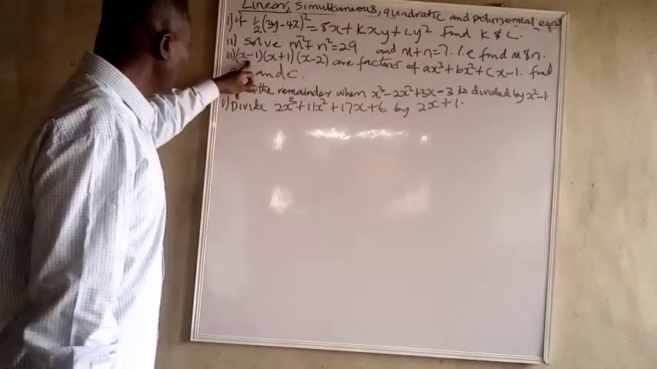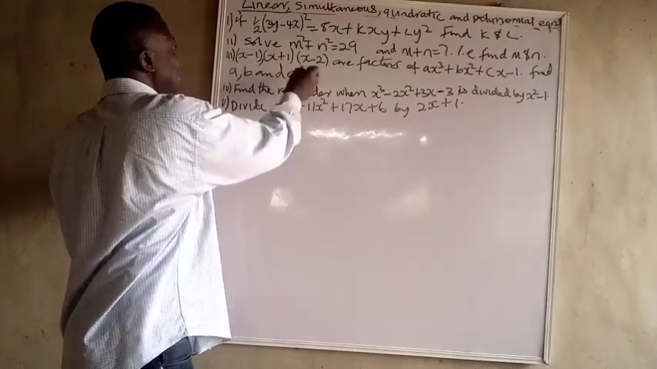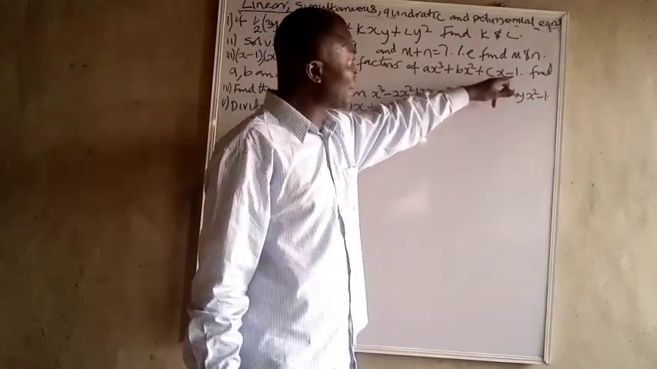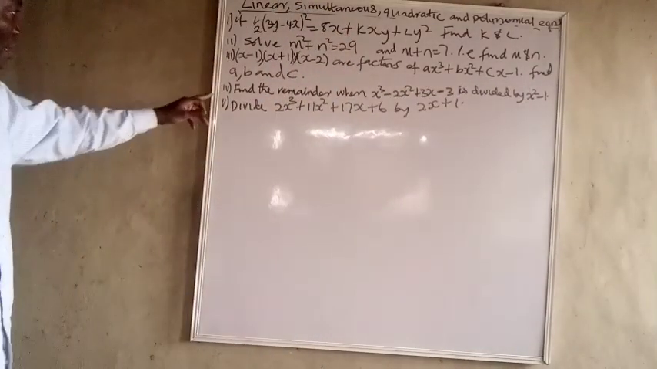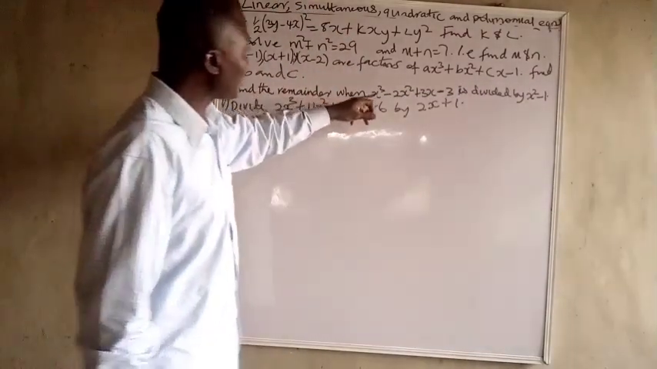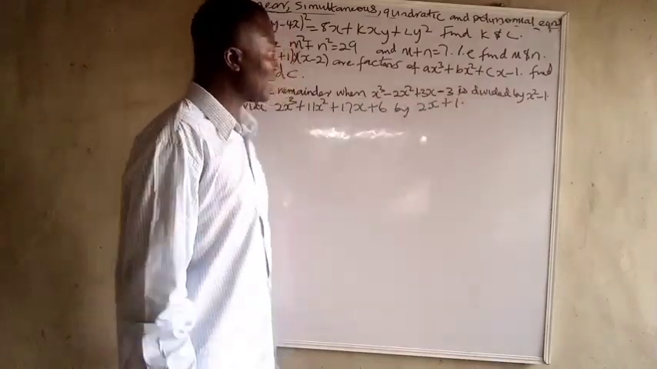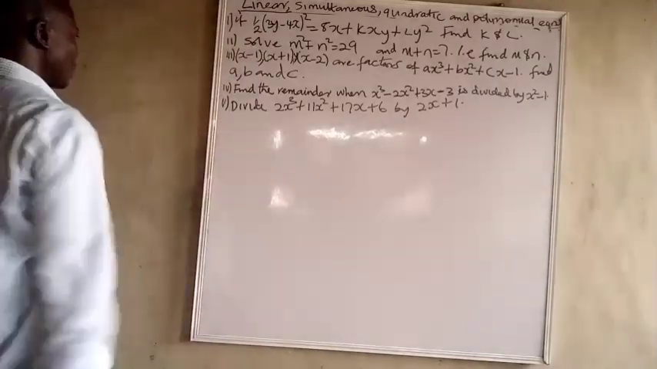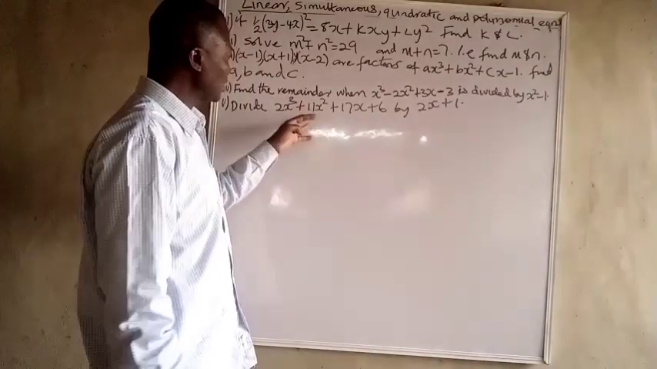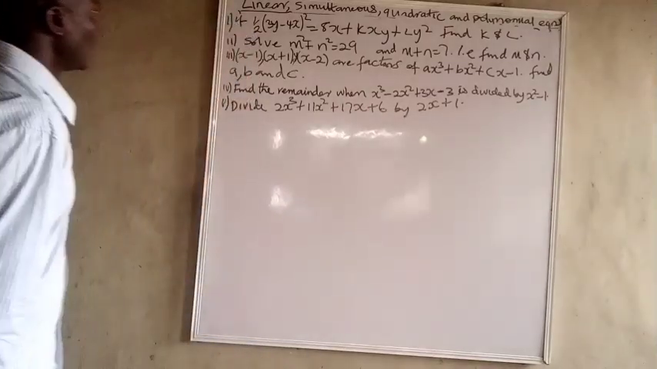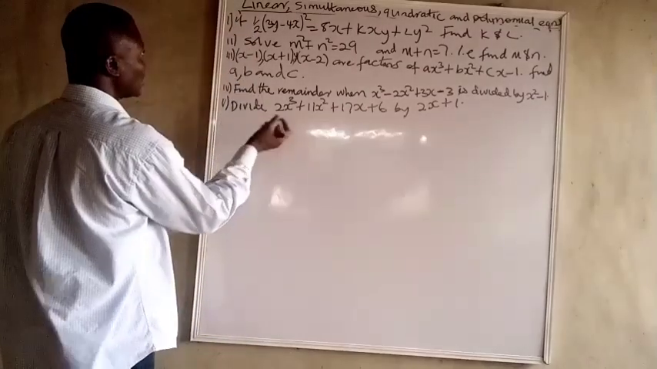Third one is x minus 1, x plus 1, and x minus 2 are factors of ax cubed plus bx squared plus cx minus 1. Find a, b, and c. The fourth one says find the remainder when x cubed minus 2x squared plus 3x minus 3 is divided by x squared minus 1. And the last one says divide 2x cubed plus 11x squared plus 17x plus 6 by 2x plus 1. Now let's take it one after the other, one by one, in turns.